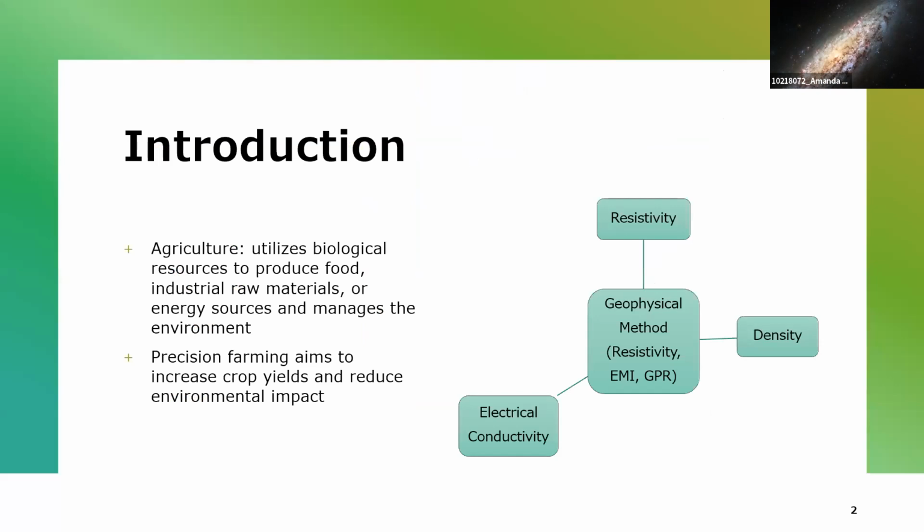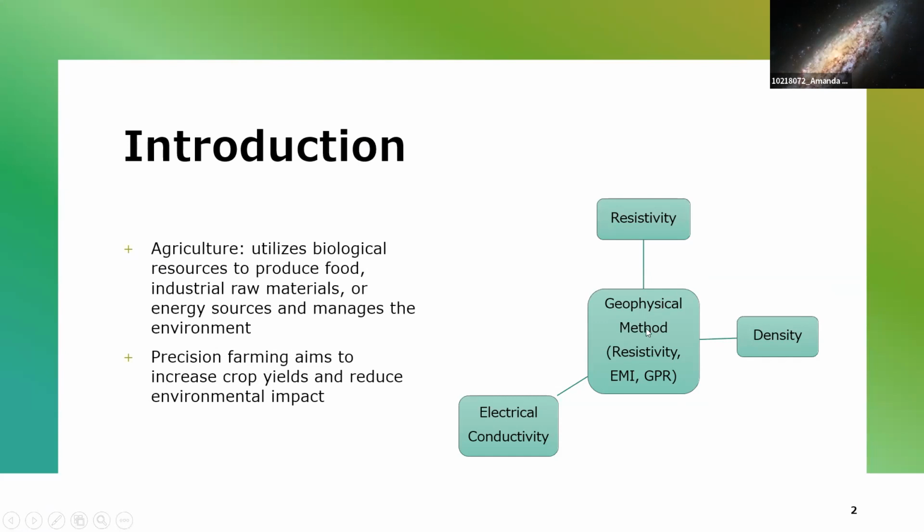Agriculture is an activity that utilizes biological resources to produce food, industrial raw materials, or energy sources and manage the environment. Some technology can be applied to the agriculture process to help increase its effectiveness. For example, by implementing precision farming, because the main aims of precision farming are to increase crop yields and reduce environmental impact. Precision farming can be done using a geophysical method.